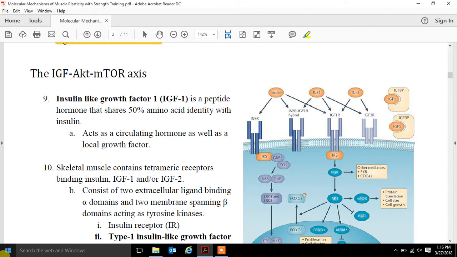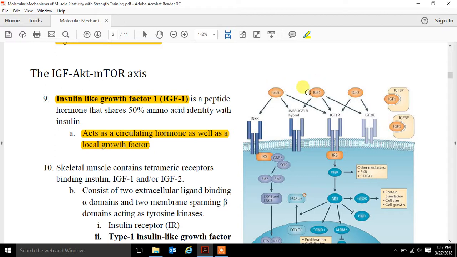So insulin-like growth factor 1, or IGF-1, and again, I'll give you both the name and the abbreviation, gets its name because it shares about 50% of the same amino acids as insulin. So therefore, it's like insulin. And it acts as a circulating hormone as well as a local growth factor. And as you might expect, because it's got a very similar amino acid identity to insulin itself, it can interact with a variety of different types of receptors, and insulin itself can interact with a variety of different receptors.